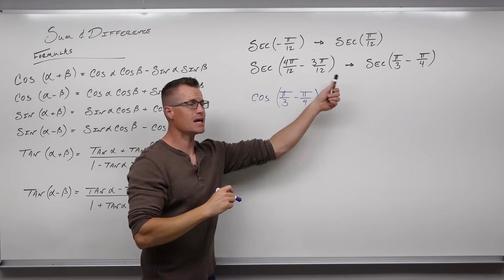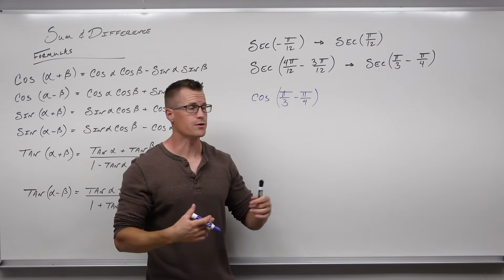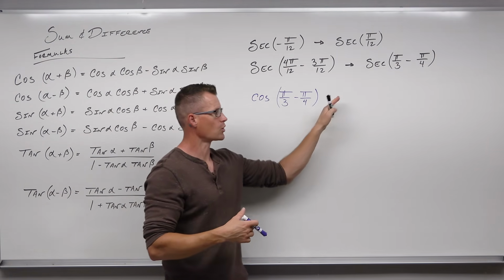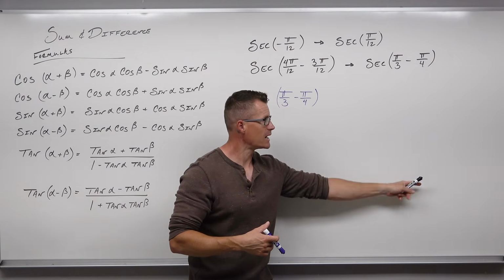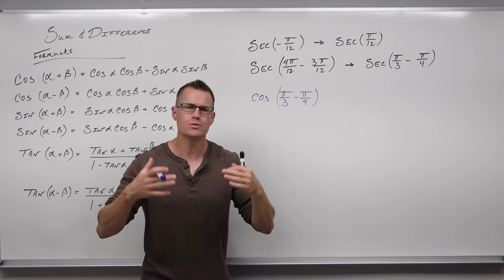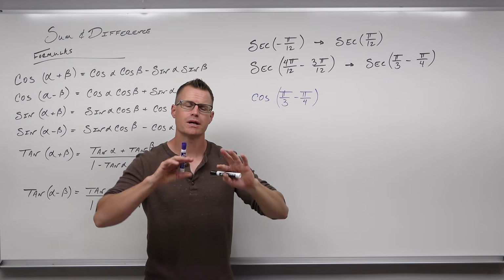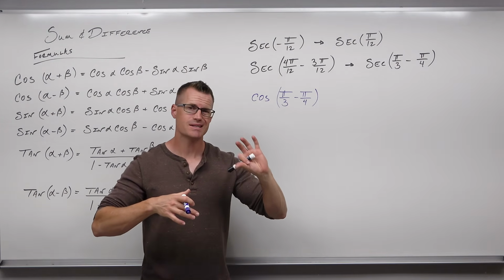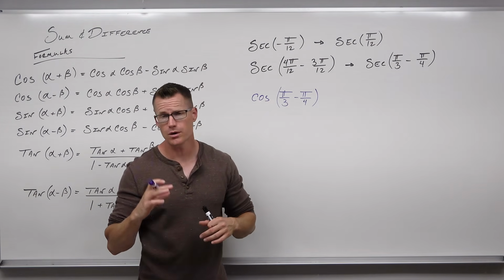Yeah, I know that's not the same, but they're reciprocals of one another. So I'm going to find this one, work it all the way down, reciprocate, and it'll be the answer to that. Why? You need to remember that secant and cosine are reciprocals of one another. Secant is a reciprocal function for cosine.